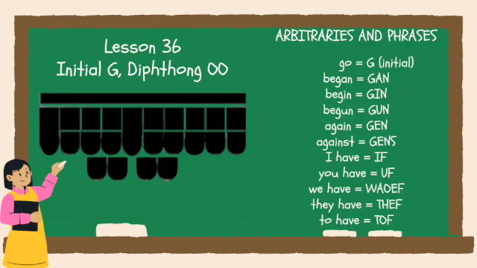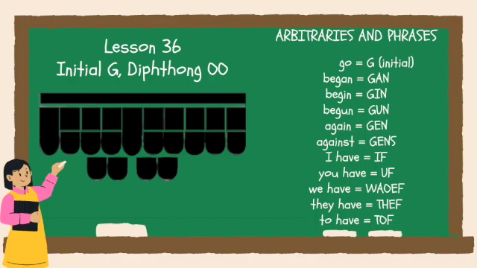Then next we have briefs or arbitraries and phrases for lesson 36. So go is represented by initial G only. Began is to be written as gan. Begin as in gin. Begun, initial G, vowel U, final N. Again, initial G, vowel E, final N. Against, initial G, vowel E, final NS.